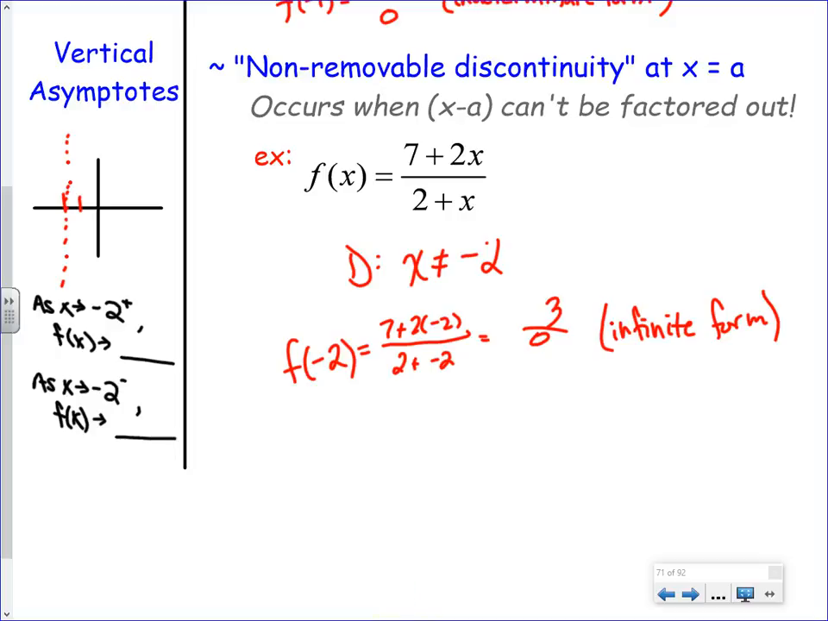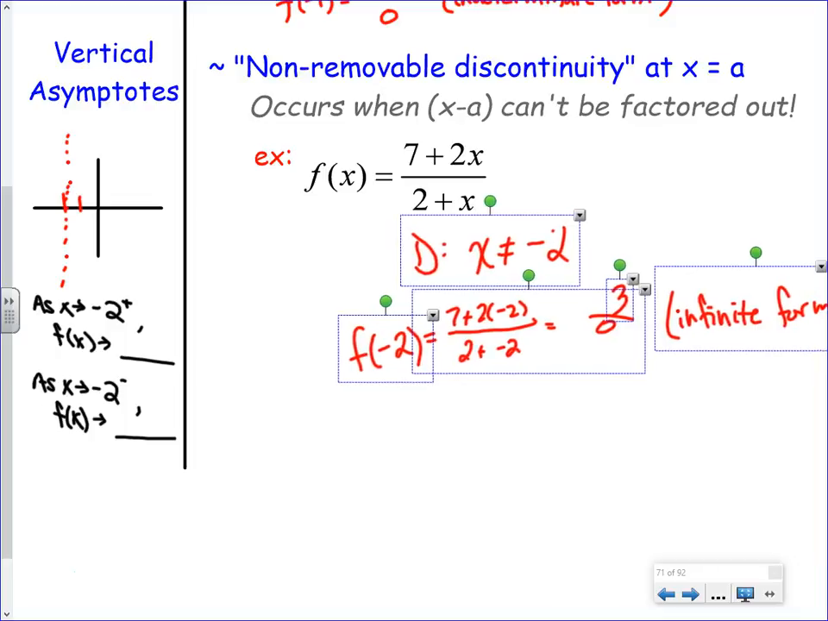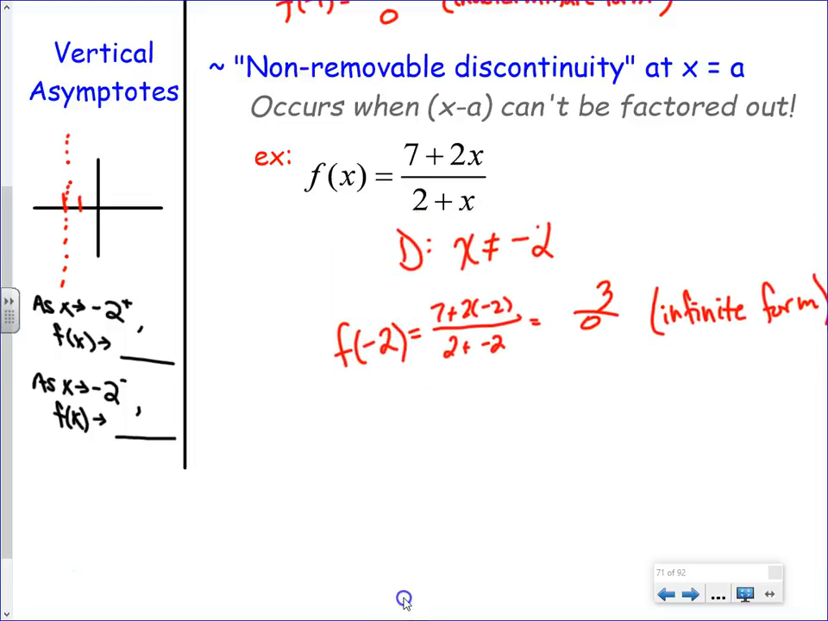I know both of them have infinities. I need to check the sign. But how? Choose two representative values that fit in the case of negative 2 but a little bit above and negative 2 but a little bit below.